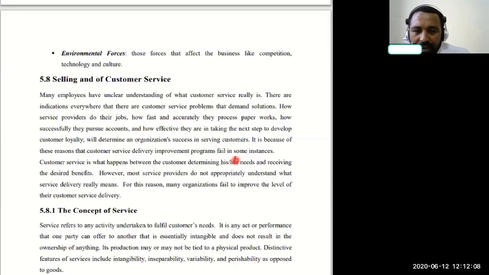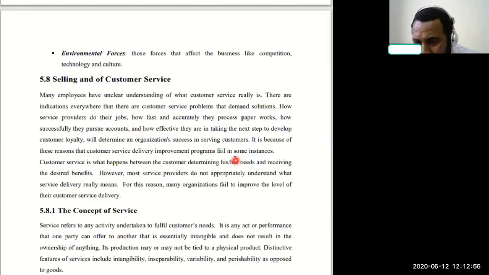So in this case, we have to understand what customer service means and what selling means. Selling is simply delivering the product to the customer in exchange for some certain value. Customer service is what happens between the customer determining his or her need and receiving the desired benefits. Actually, when we provide a product for customers, first we have to provide the actual product, the physical product, and the core product, which is the benefit of the product.